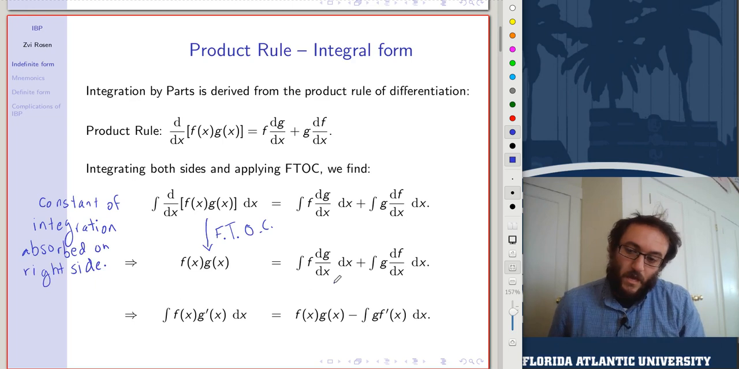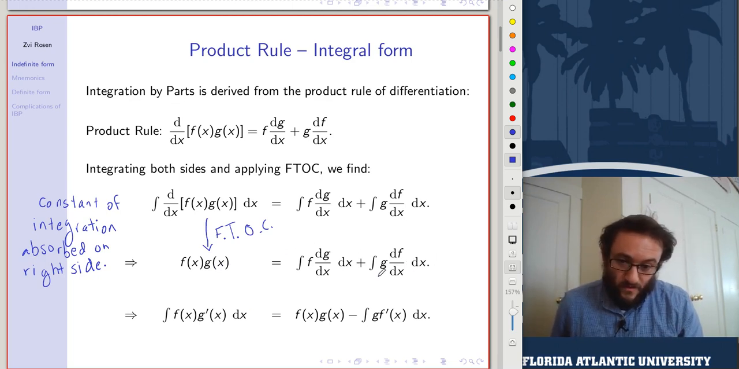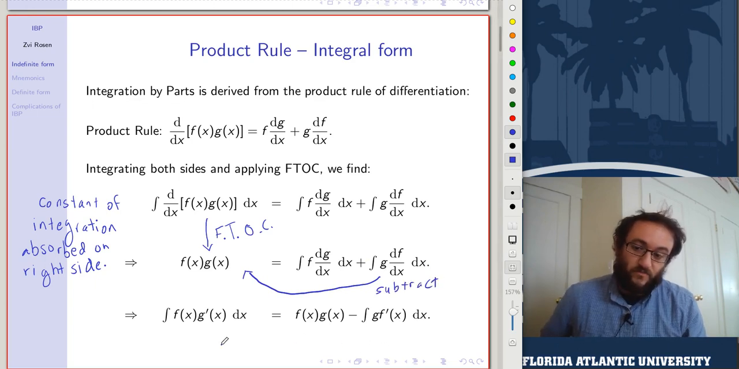Okay. So now we have that f of x times g of x equals the integral of f dg/dx dx plus g df/dx dx. We're going to move this integral over to this side of the equation by subtracting it, and then swap sides of the equation, and we get the final line, which states that the integral of f g prime dx equals f times g minus the integral of g times f prime.